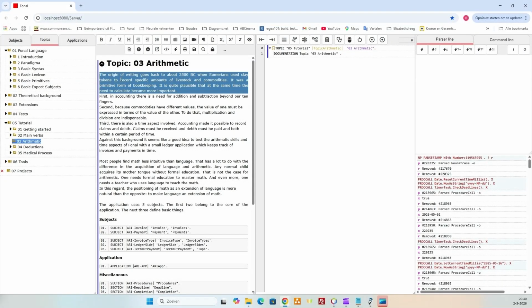The origin of writing goes back to about 3500 BC when Sumerians used clay tokens to record specific amounts of livestock and commodities. It was a primitive form of bookkeeping. It is quite plausible that at the same time the need to calculate became more important.